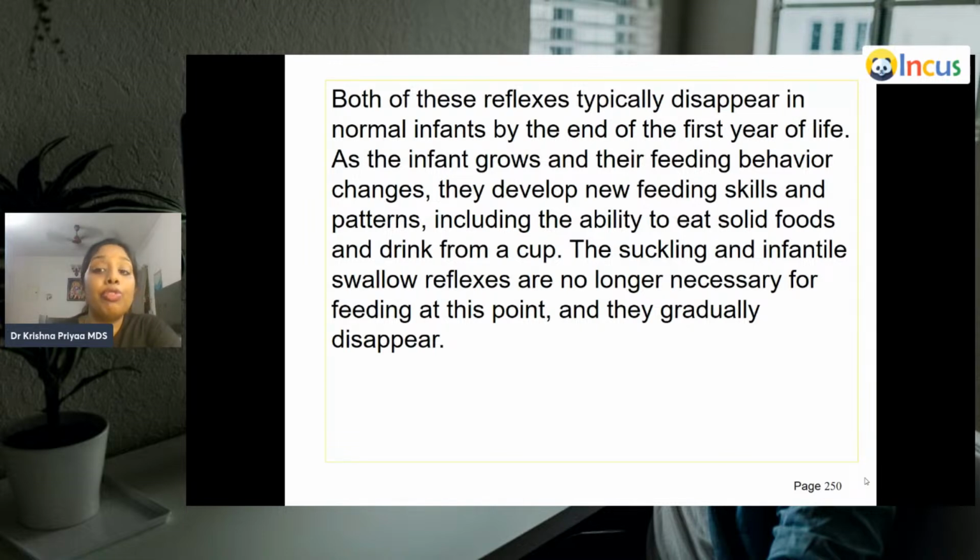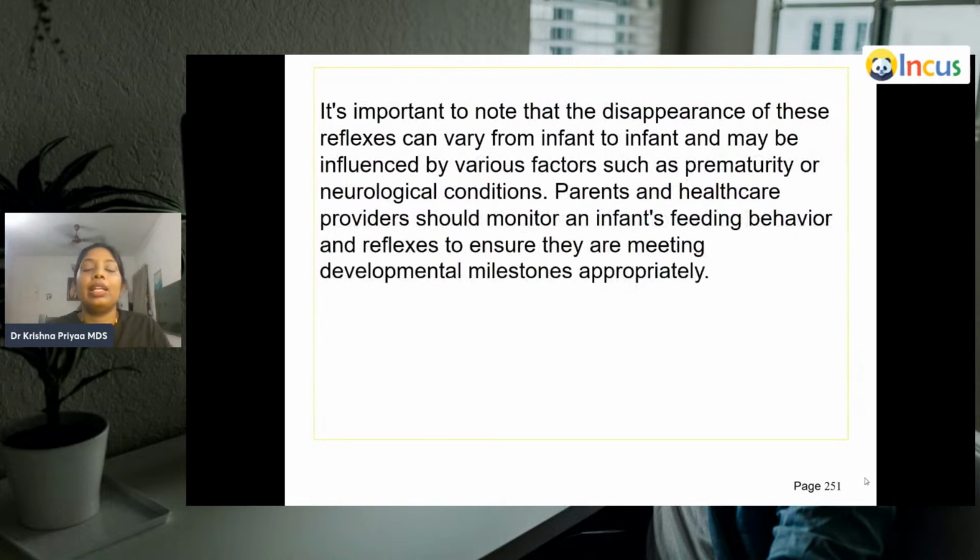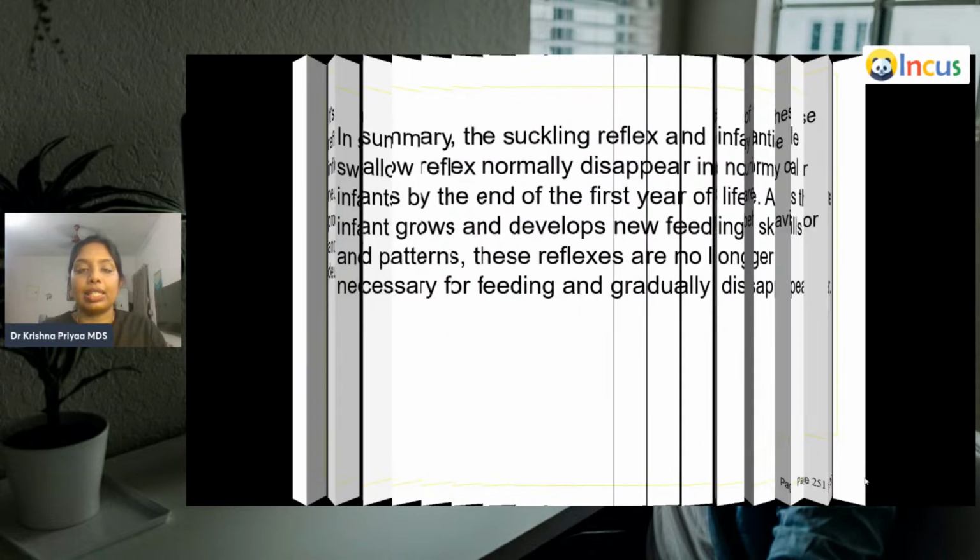They develop new feeding skills and patterns, which include the ability to eat solid food and drink from a cup. So as they decrease these reflexes, they increase other methods in order to obtain the nutritious food that they deserve. It is very important to consider that the disappearance of these reflexes can vary from one person to another. It depends on a lot of factors, but generally, it disappears at a particular age.